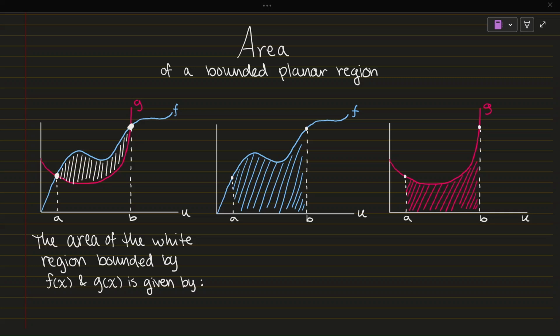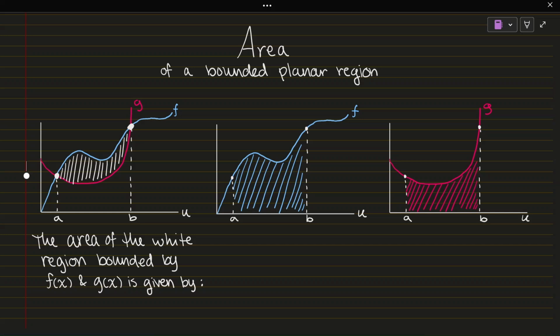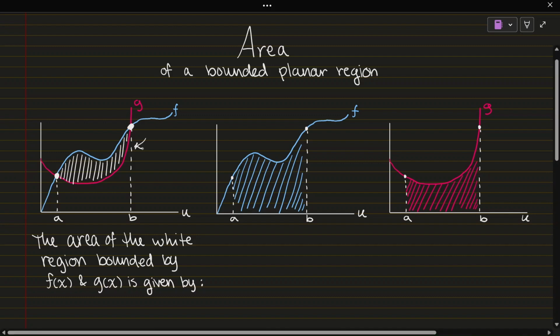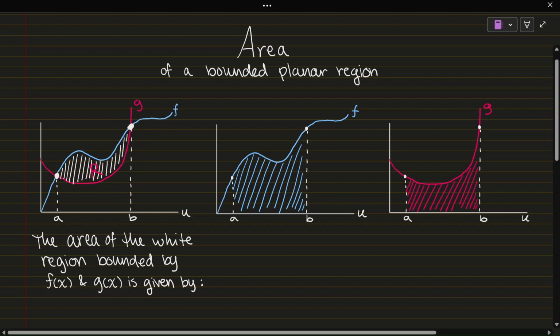In this video, I want to talk a little bit about area of a bounded planar region. For our purposes, that looks like finding the area of a region bounded by two curves. So this white area here, I'll call this region R, and I want to find the area of R.